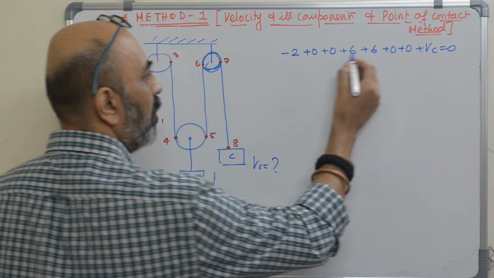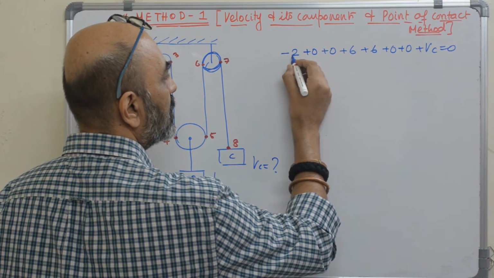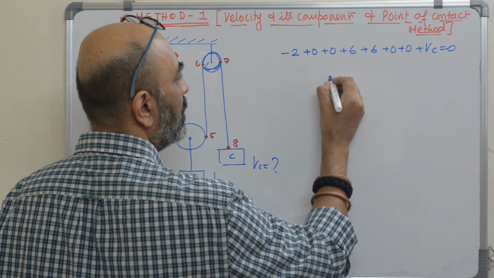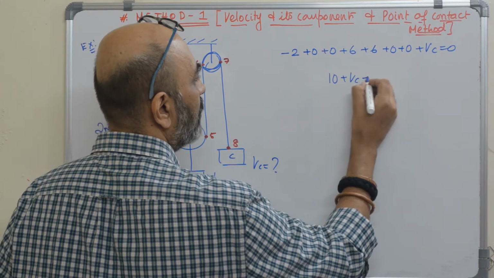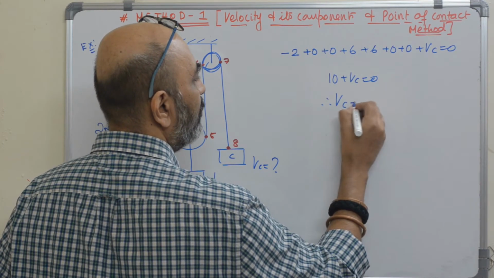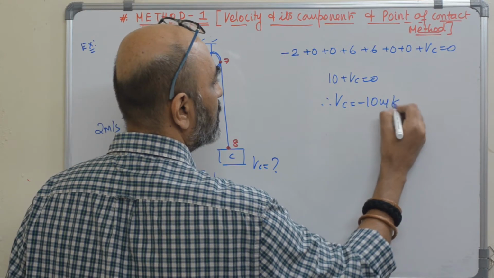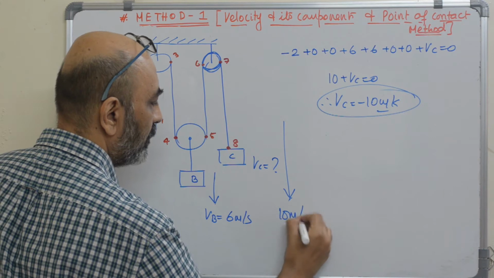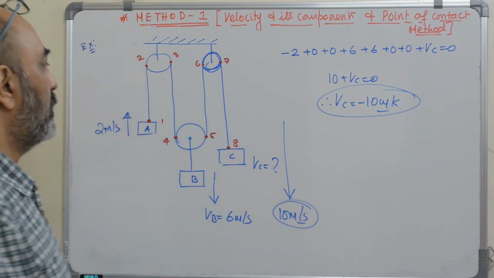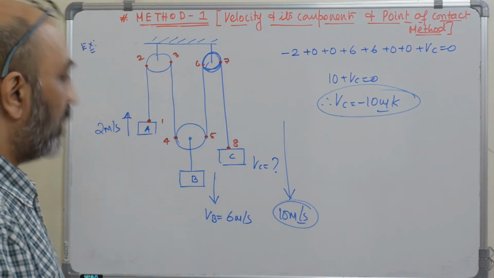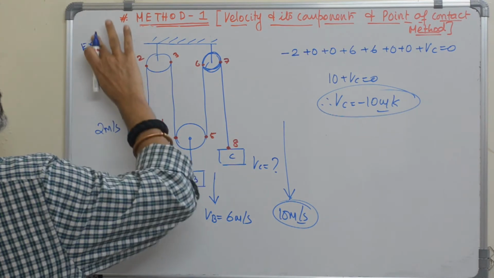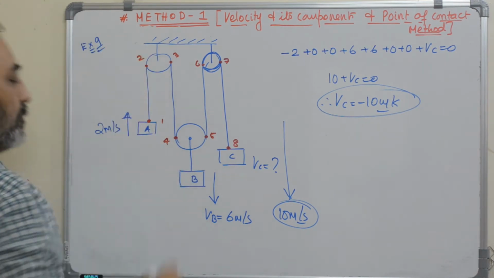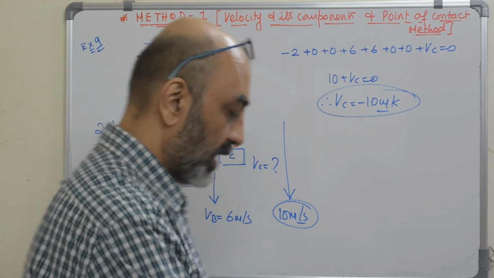So this is what 12 and this is minus 10, so this is going to be 10 plus VC equal to 0, so we will get VC as minus 10 meter per second. That means VC is going down with a speed of 10 meter per second. So that was example number 9. I'm sorry, example number 9 था वो. चलो example number 10.